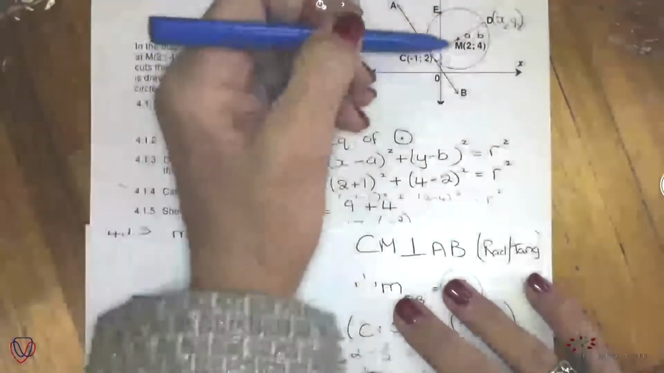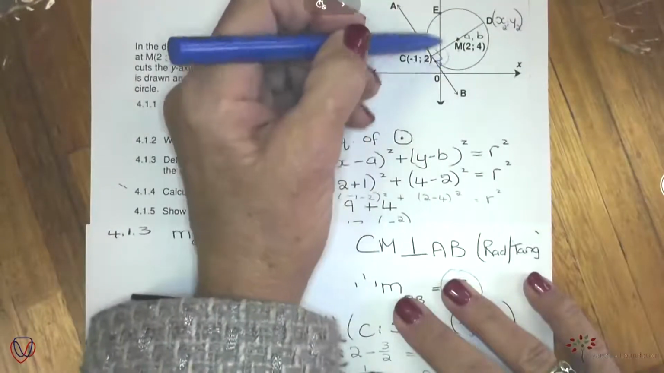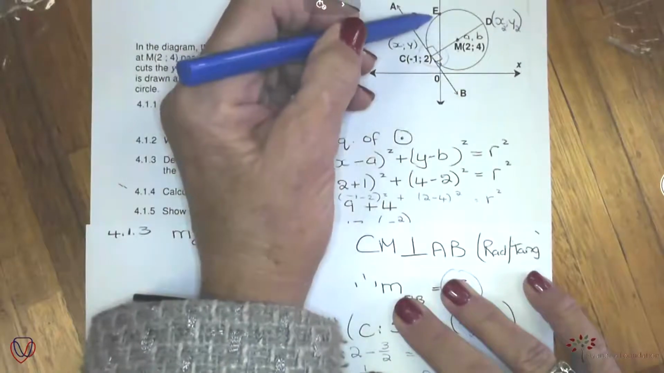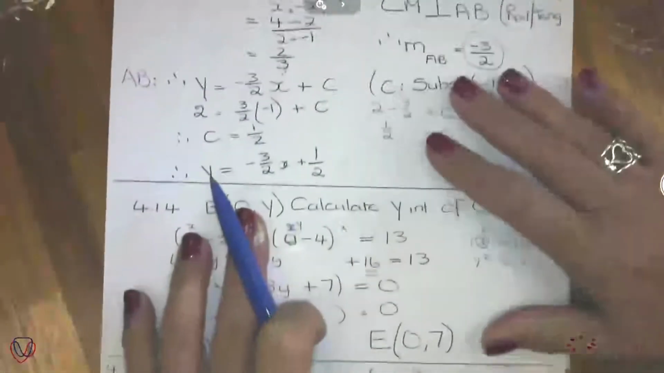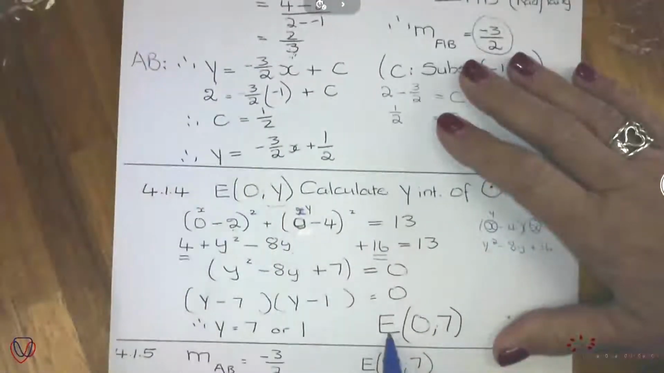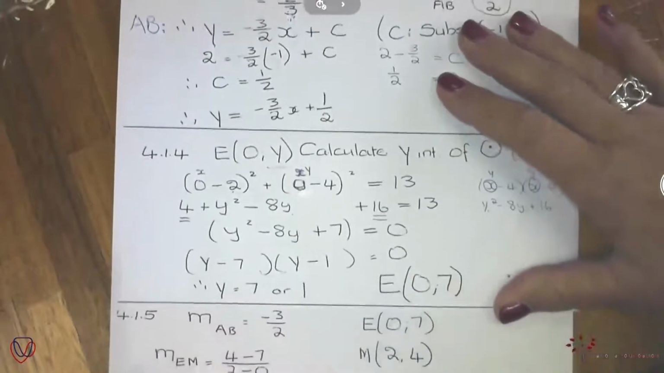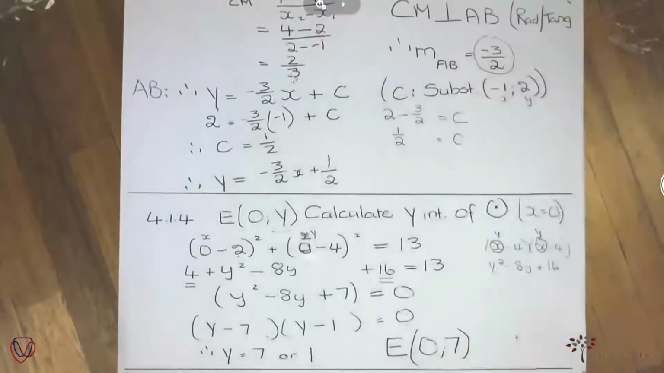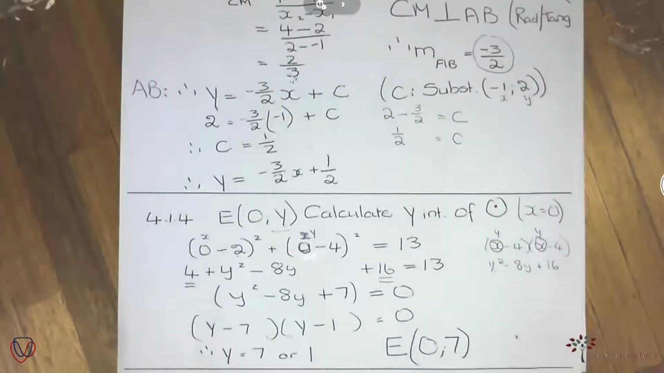There's another y-intercept of our circle. This will be the small one, and that one will be the bigger one. So E will be the 7. So the coordinates of E will be (0, 7). Not so difficult.